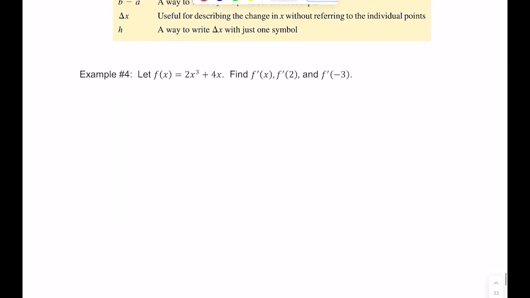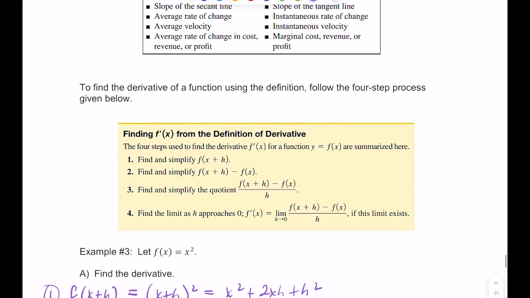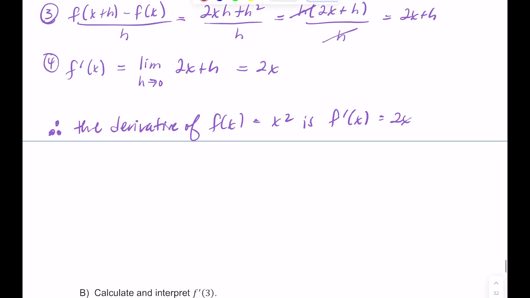All right. In example number 4, we have a new function, 2x cubed plus 4x, and we want to find f prime of x, so the derivative, f prime of 2, and f prime of negative 3. And these will be easy once we find that. So I'm going to take the 4 steps we looked at the other day, and I'm just going to combine them into one giant step. You're welcome to do each one separate. However, I'm not going to do that. I'm just going to combine it.